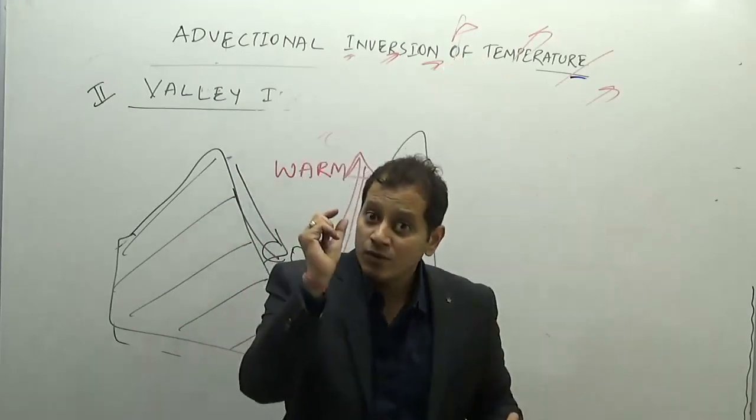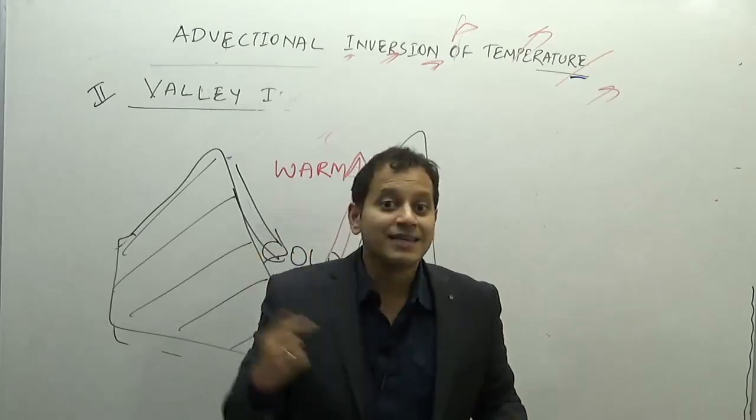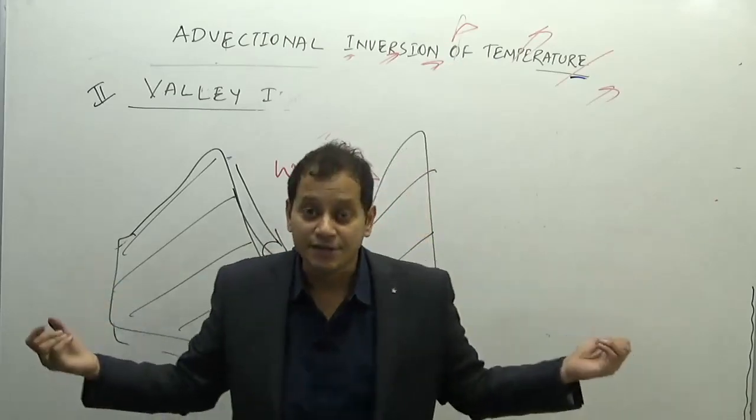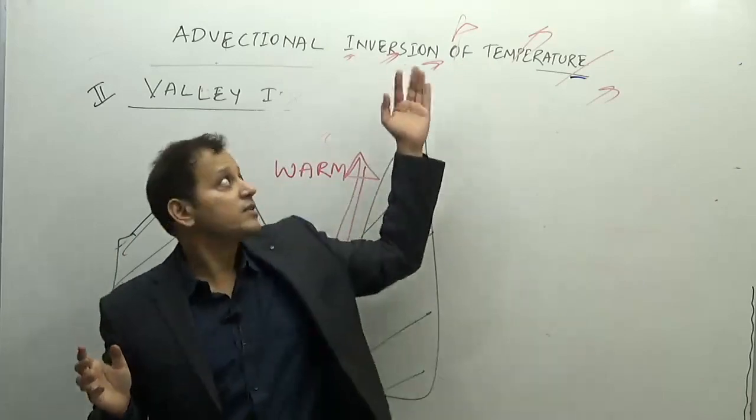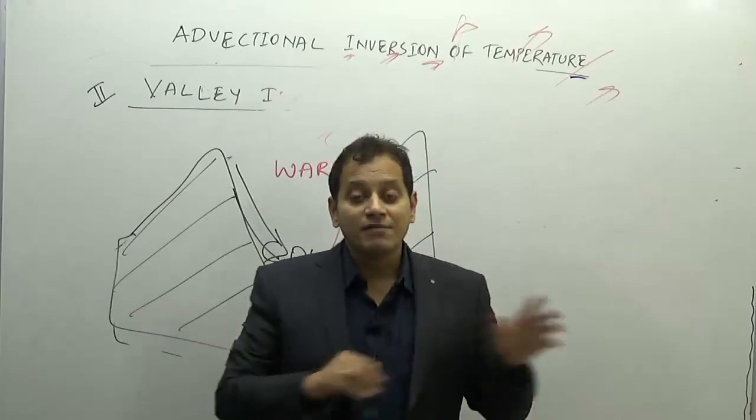So you will have to put on the fan to circulate the air. Again, extra bill, less efficiency. So therefore, air conditioners are put on the top. The same analogy you apply to the valley inversion.